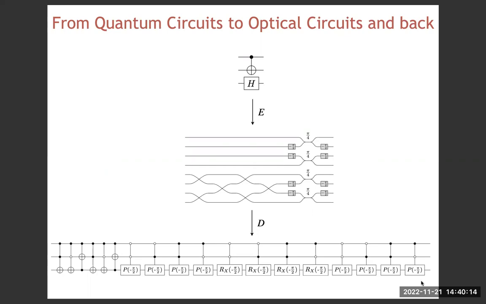And so we see that clearly we start with this circuit, and when we apply encoding and decoding, we get another quantum circuit, but which is clearly not the same. Okay, they should be equivalent because everything is preserving the semantics, but they are not the same.